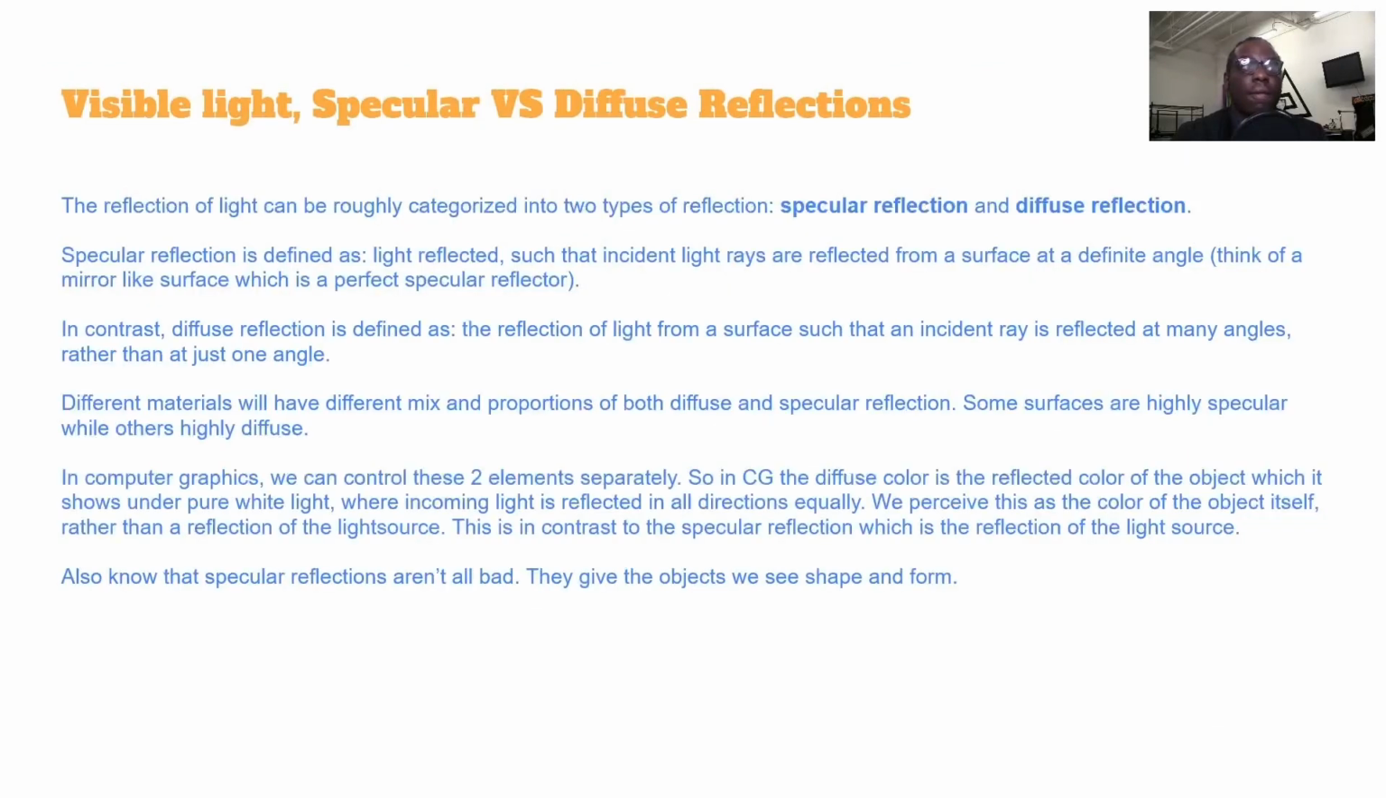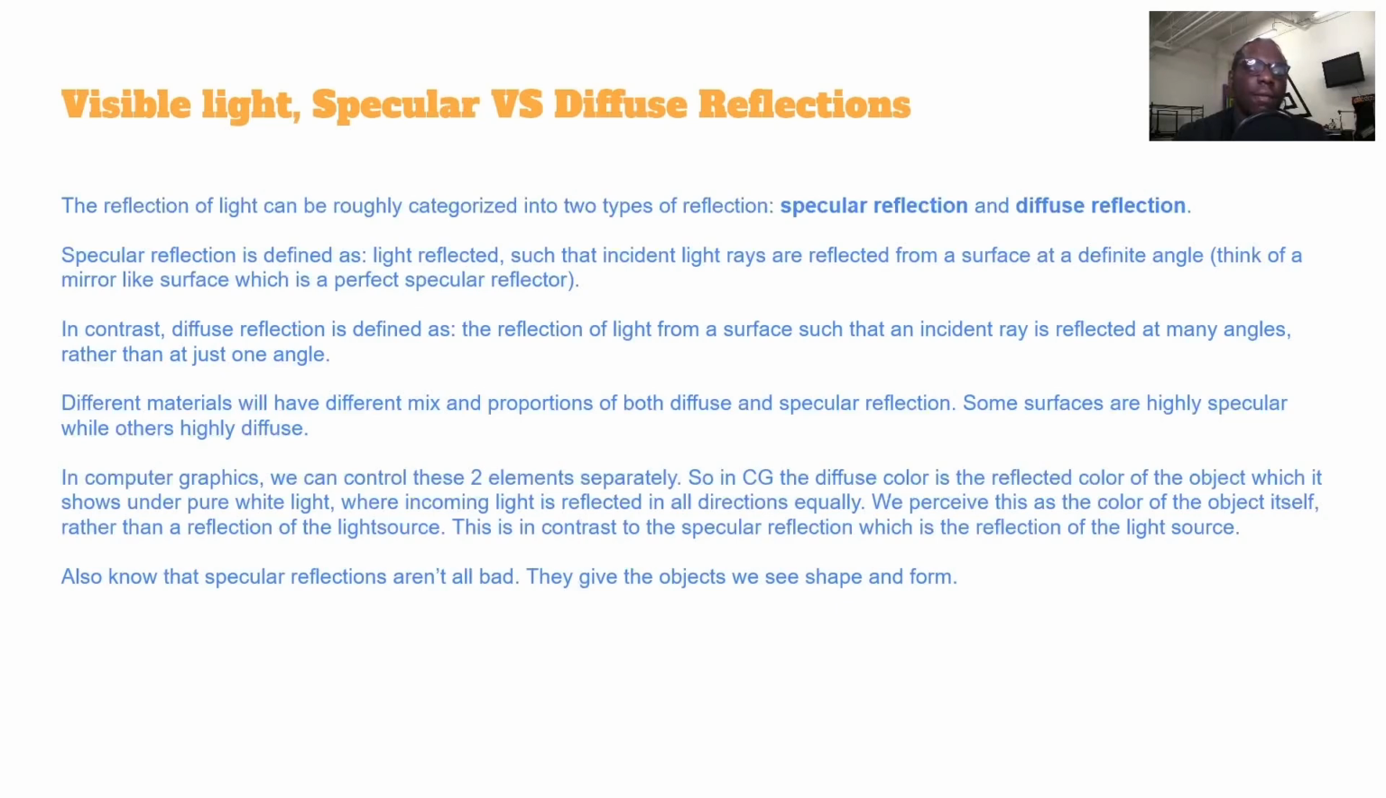So first, visible light, specular versus diffuse reflections. The reflection of light can roughly be categorized into two types of reflection: specular reflection and diffuse reflection. Specular reflection is defined as light reflected such that the incident rays are reflected from a surface at a definite angle. Think of a mirror-like surface, which is a perfect specular reflector.